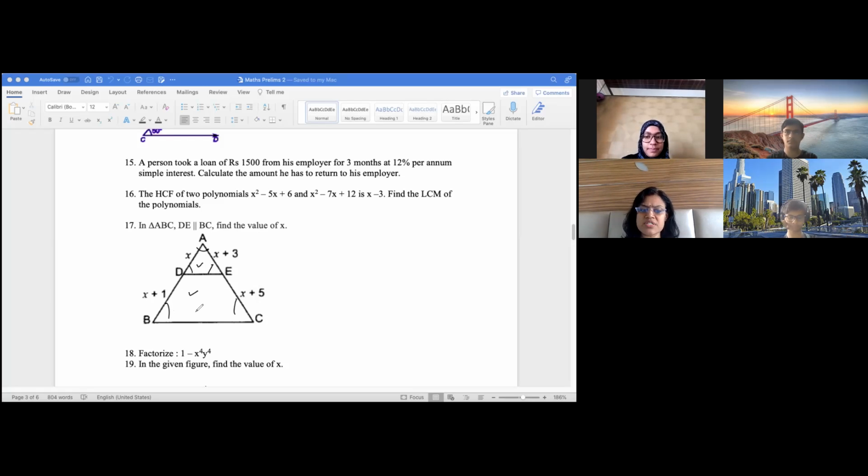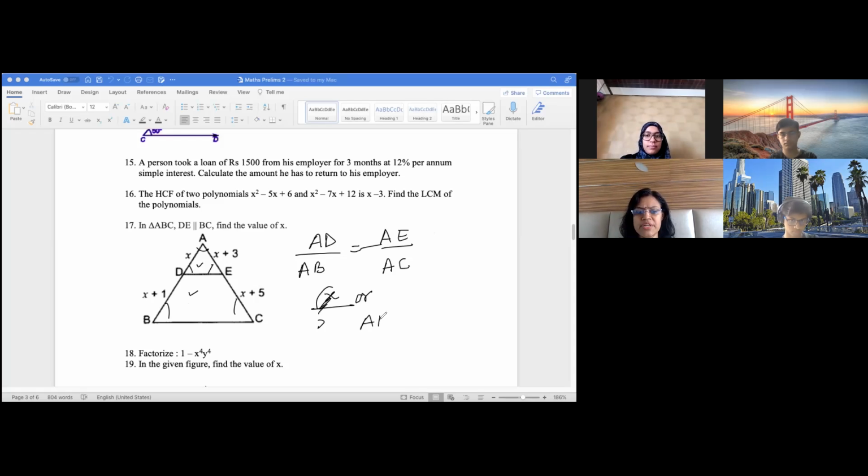Now, when the triangles are similar, the sides are proportional. So you can write AD by AB is equal to AE by AC, or you can also write AD by DB. Because sides are proportional, you can also write DE by BC, but that is not required. We just want the X value.